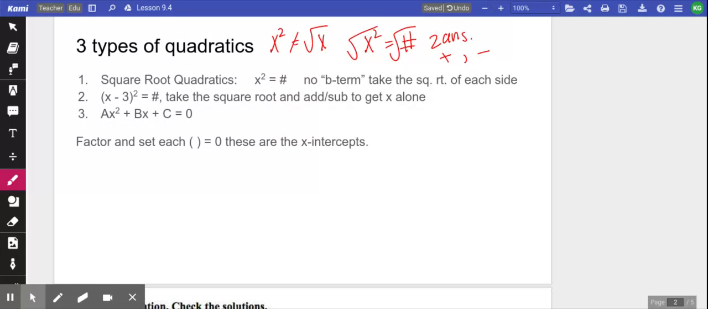The second type we're going to have is what's called vertex form. And so we have something in the parentheses with our x. So we're going to take the square root first, and then we're going to add or subtract to get the x alone.